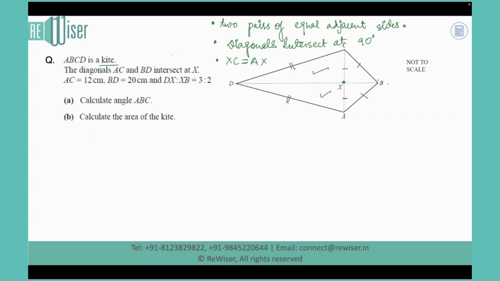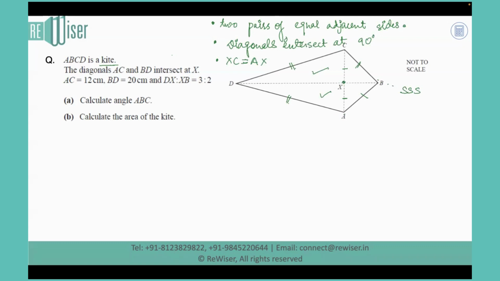So triangle BCD and BAD are congruent. BD is a common side, BC is equal to AB, DC is equal to DA, and by the SSS property, we can say that these two triangles are congruent. So now we have understood a few properties of a kite. Let's see what the question is asking.